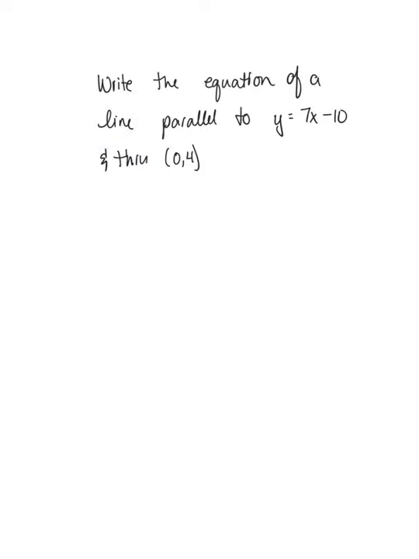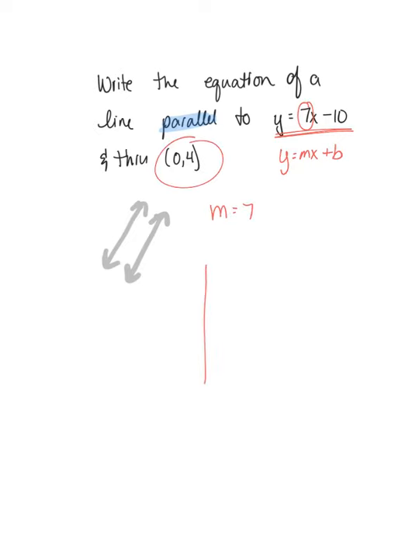The next type of problem I want to briefly go through with you is looking at equations of parallel lines. If I want an equation of a line parallel to this one and passing through the point 0, 4, I need to think first about parallel lines. Well, parallel lines are lines that never touch, so they have the same slope or steepness. So I'm going to look at this equation here and grab my slope from that equation. I see that my slope here is 7, and then it's passing through the point 0, 4.